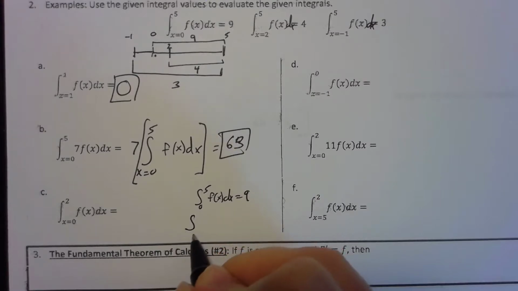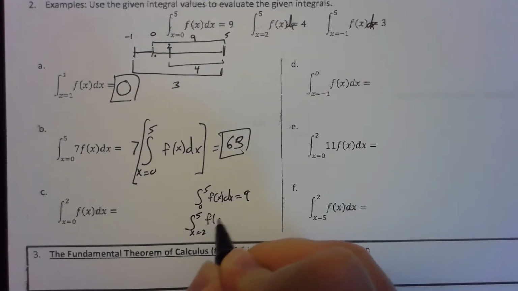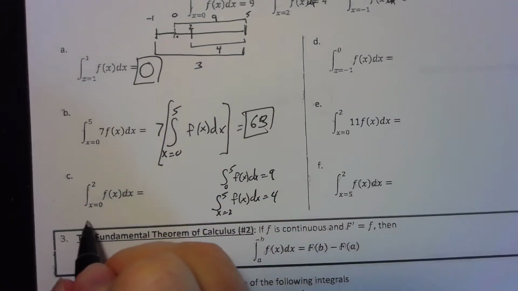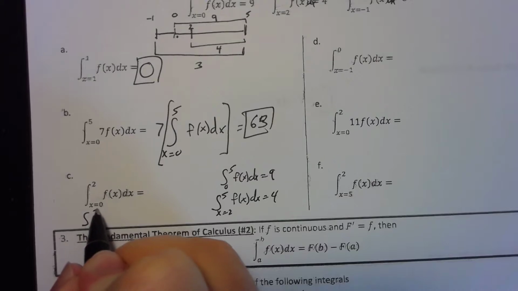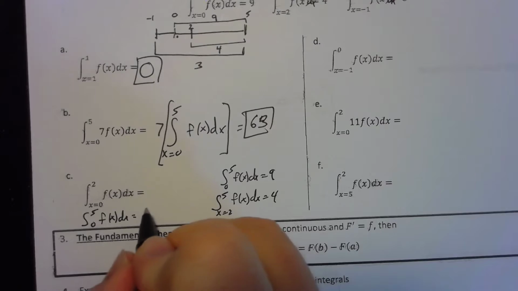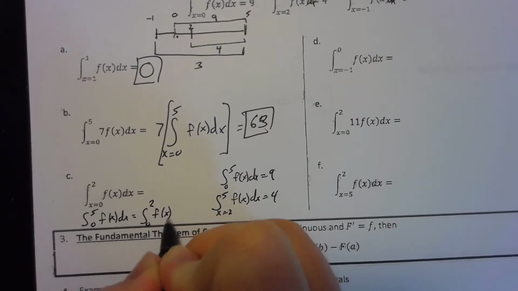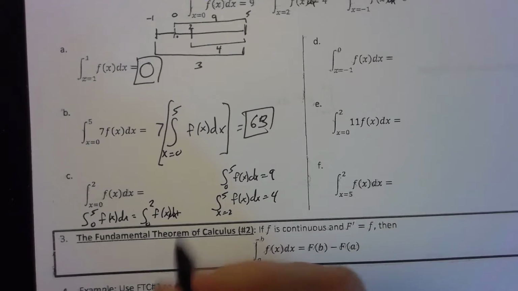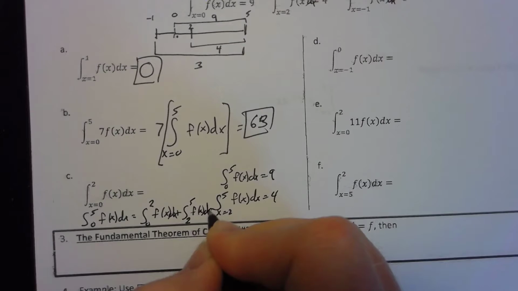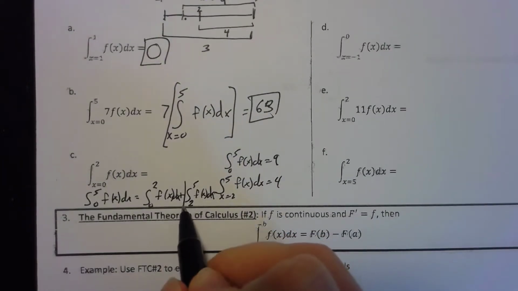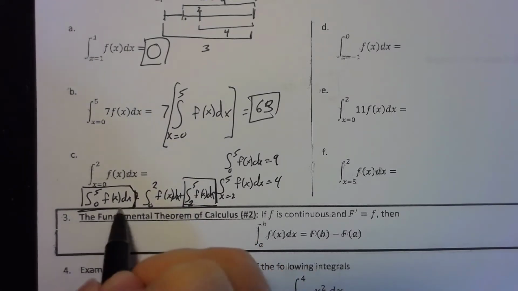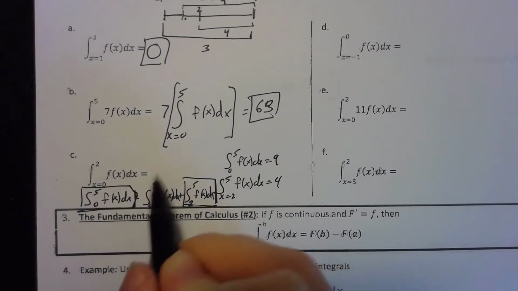But if I know also that the integral from x equals 2 to 5 of f of x dx is equal to 4, then the integral from 0 to 5 of f of x is the same thing as the integral from 0 to 2 of f of x dx plus the integral from 2 to 5 of f of x dx. But if I know what this value is here, and I know what this value is here, I could simply subtract this value over to solve for that integral.